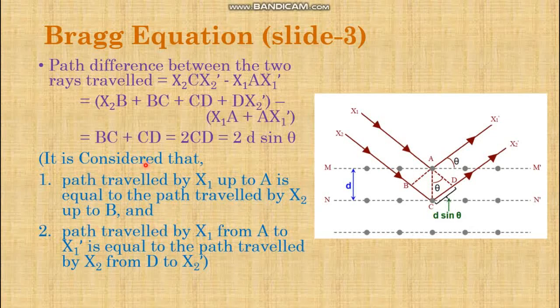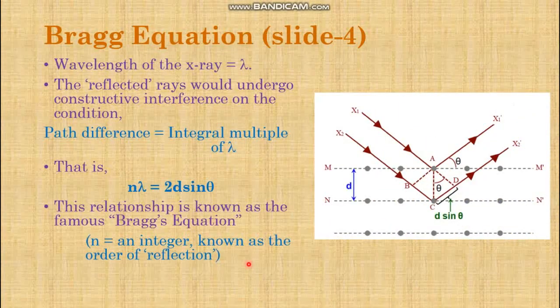Now what is written here? It is considered that the path travelled by x1 up to A is equal to, that means why we have cancelled this with this. These two points are mentioned here, so you must also mention these points. Why we have cancelled x1A with x2B and A x1 dash with D x2 dash. I am just reading it once again. Number 1, the path travelled by x1 up to A is equal to the path travelled by x2 up to B, and number 2, the path travelled by x1 from A to x1 dash is equal to the path travelled by x2 from D to x2 dash.